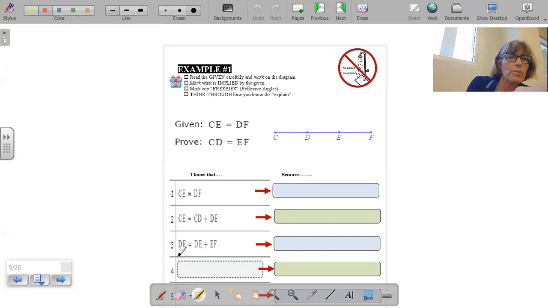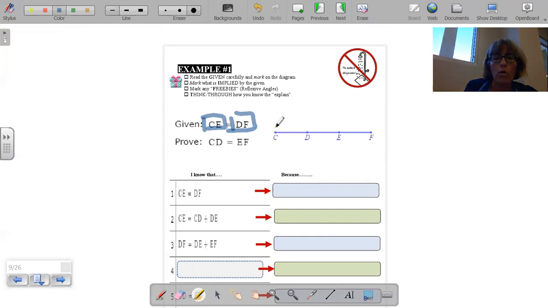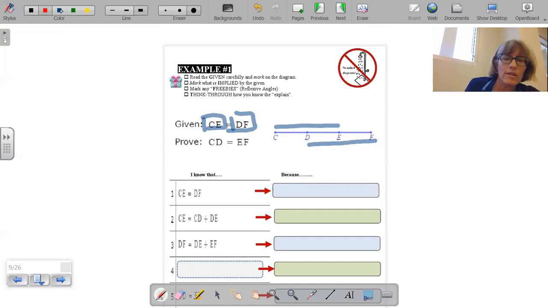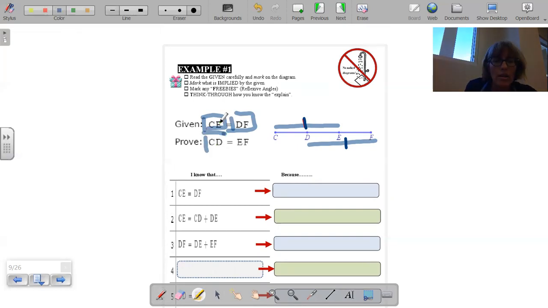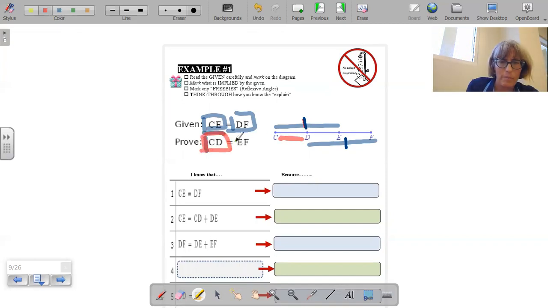We're going to color code it. I'm going to start with blue. CE and DF, in this case, are congruent and they're overlapping, so I'm going to overlap them. That's given. So I have overlapping segments that are equal. We're going to try to prove or explain in this circumstance, how do I know that CD is the same length as EF?